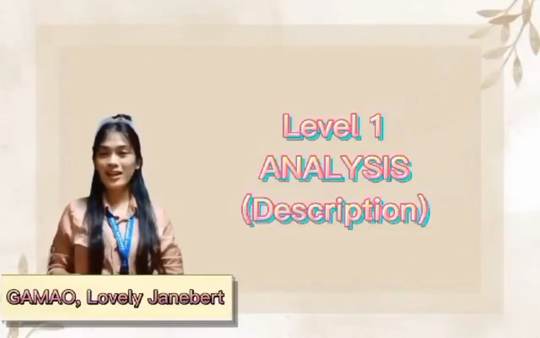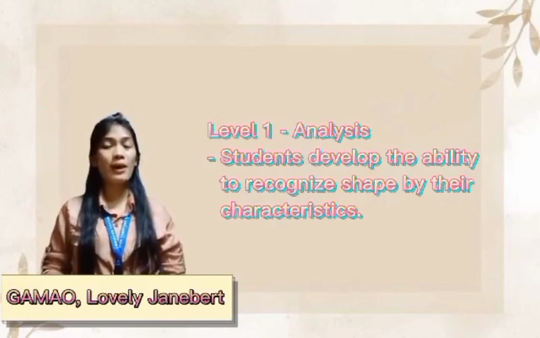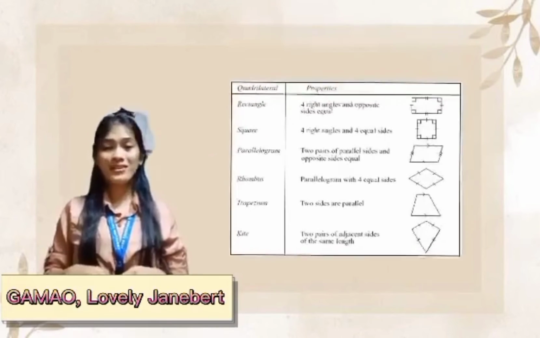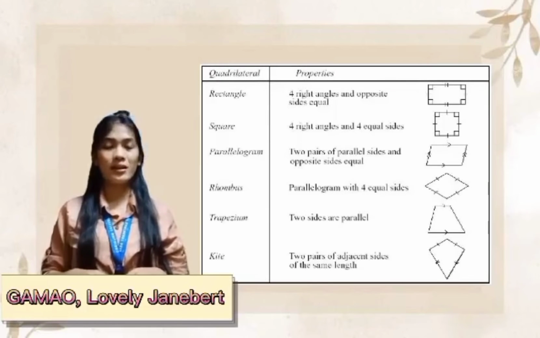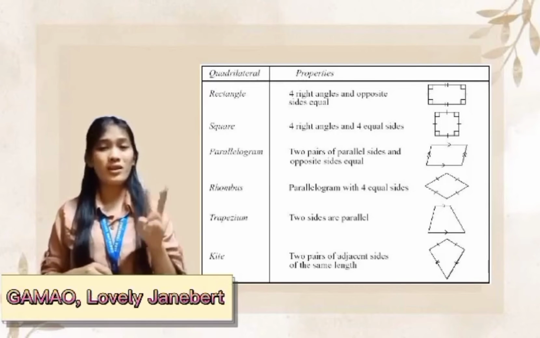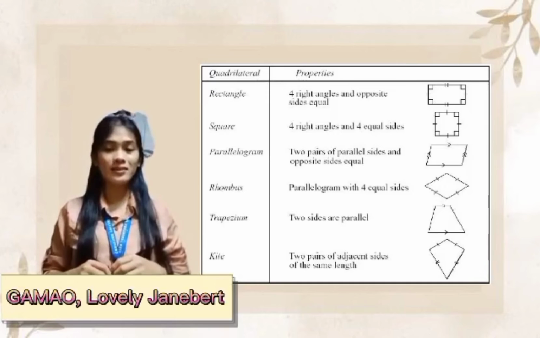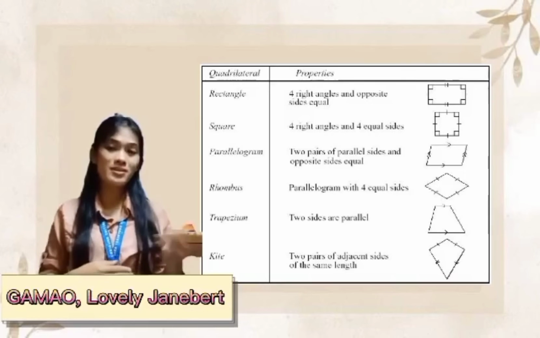Level 1, Analysis. This is where students develop the ability to recognize shapes by their characteristics. For example, the teacher may ask the student, "What is a rectangle?" Spontaneously, they will reply, "It is a shape with 2 pairs of equal sides and 4 right angles." Students at this level still do not see relationships between the classes of shapes.